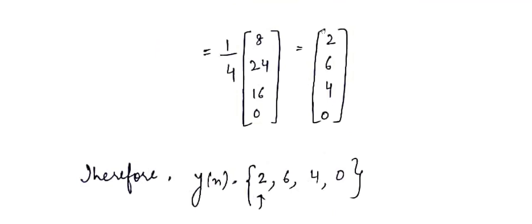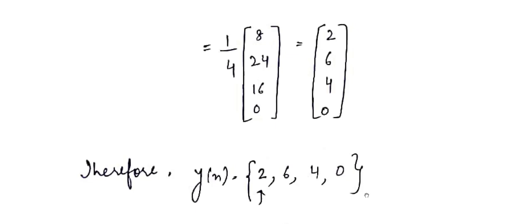So this is 2, which is y0, 6 corresponds to small y1, and then 4 is for y2, 0 is for y3. Because the length of yn should be 3, this 0 will automatically appear at the 4th location, and actually yn is of length 3. We got length 4 because we used an additional 0, since we needed to calculate a 3-point DFT but we calculated a 4-point DFT. So this last value will come automatically as 0.